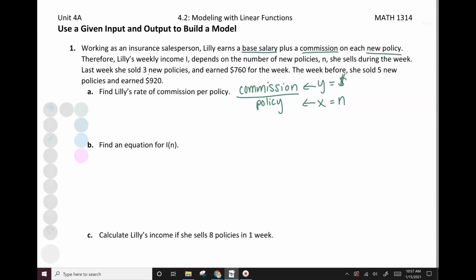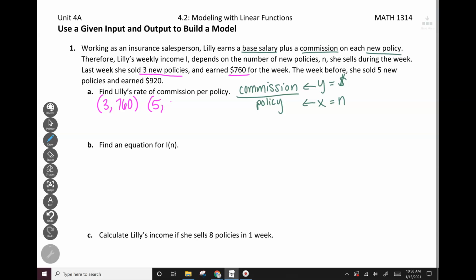The information they gave us is that with 3 new policies she earns $760 for the week. So you could think of that as a point, 3, 760. I'm putting 3, the number of policies, as my x value, and 760 as the y value. And then you have 5 policies earning $920, so that would be the point 5, 920. Now we can use those 2 points to find the rate of commission per policy, because we know rate is just slope.